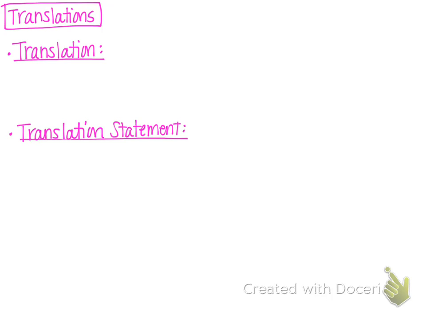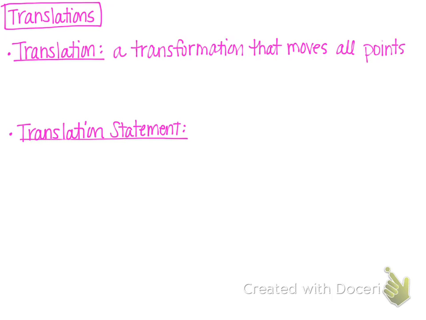Now, let's talk about translations. A translation is a transformation that moves all points of a figure the same distance and direction.